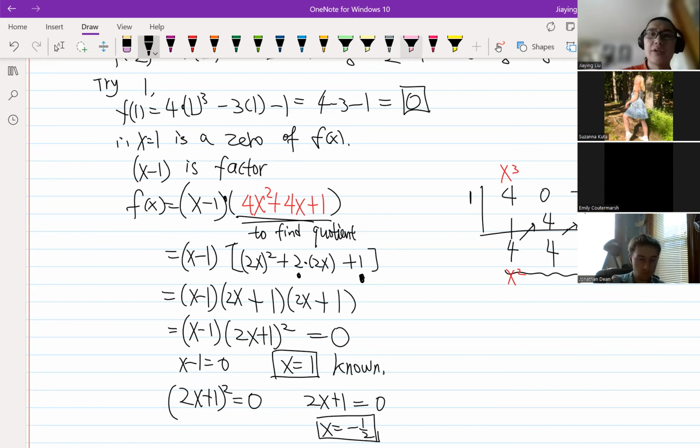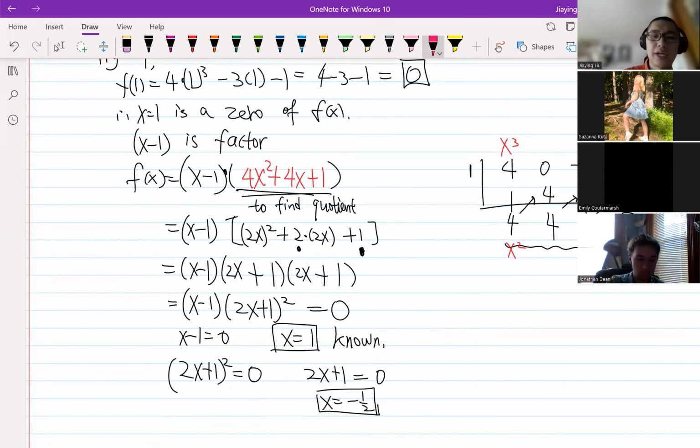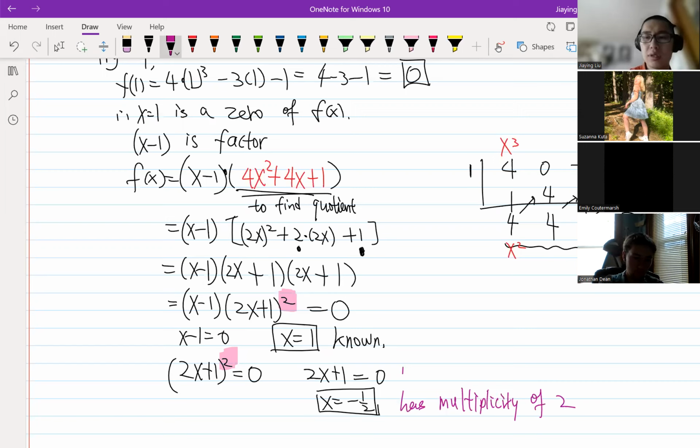Now note that, I know there might be a question. I'm almost done here. Because we had 2x plus 1 squared in the factorization, that square is going to tell me that x equals negative 1/2 has multiplicity of 2, because of the square. So those are all the zeros. 1 has a multiplicity of 1, but negative 1/2 has multiplicity of 2. Okay, I'm going to stop there.